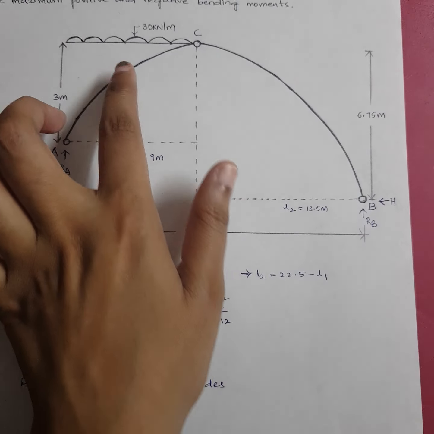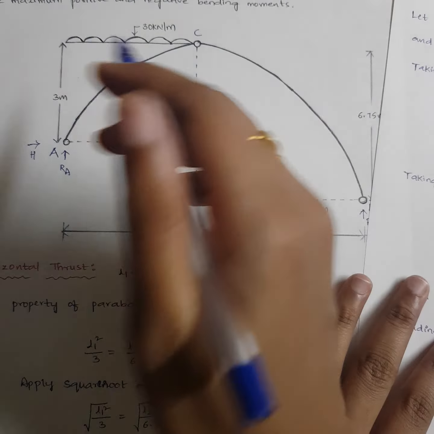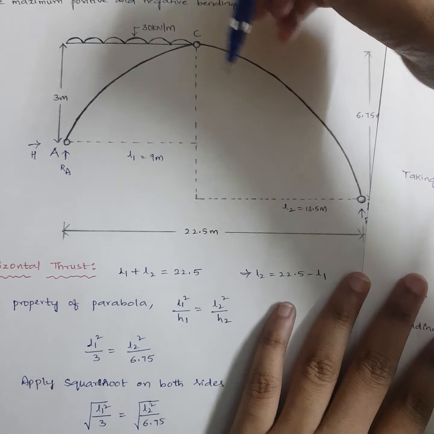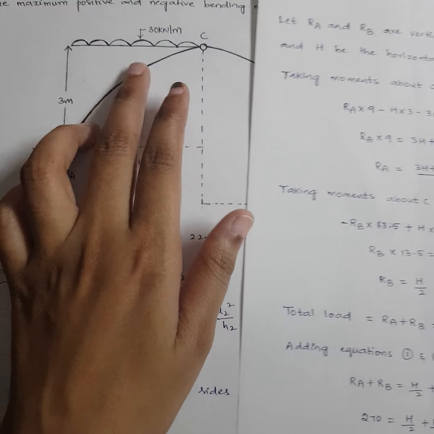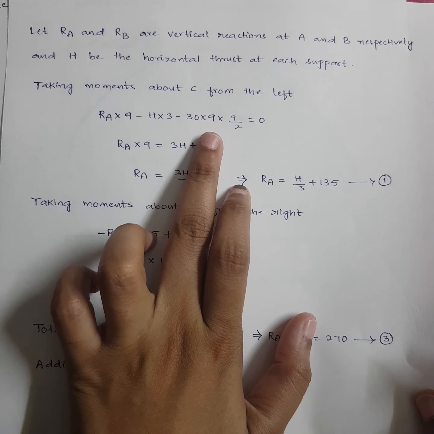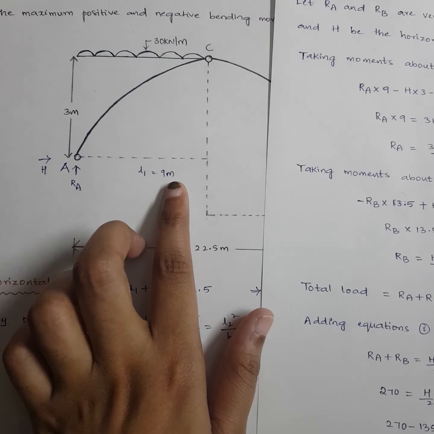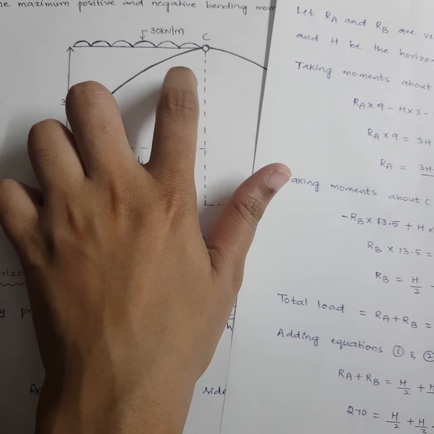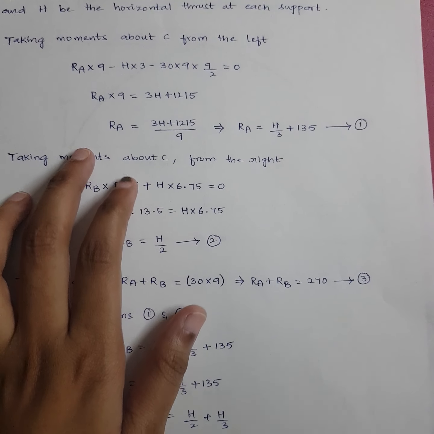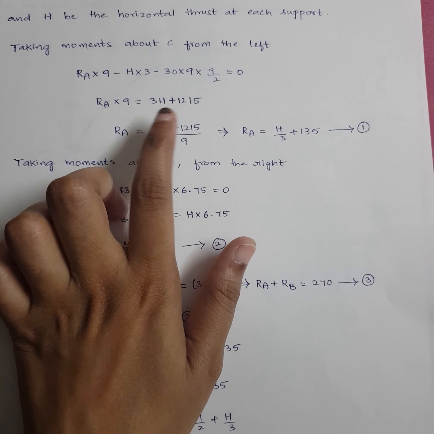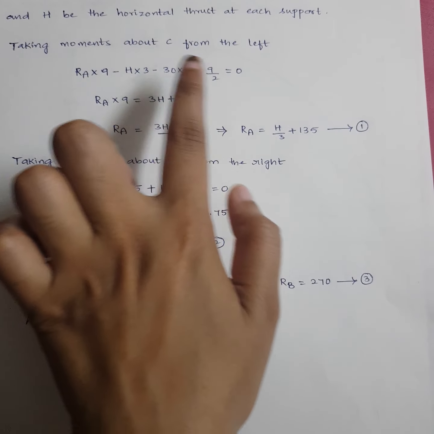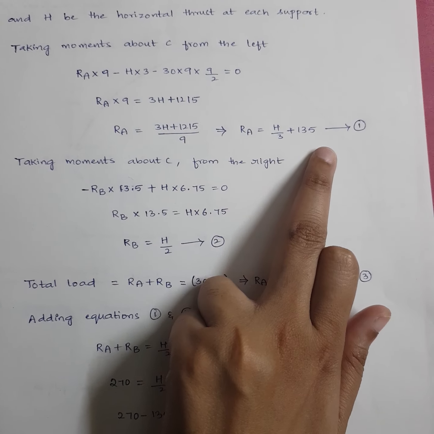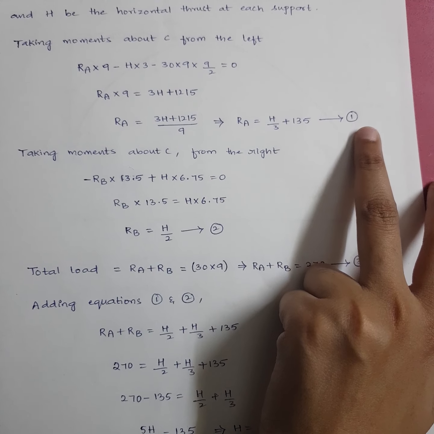3. And I have a UDL acting from A to C. This UDL will act downwards, and how will the UDL go towards C? Again in this direction, which is again anticlockwise. So minus 30 into, total span of the UDL is how much? 9. So 30 into 9 by 2 equal to 0. Why? Because moment at C is 0. So from here, RA into 9 equal to 3H plus 1215. From the simplification, RA can be written as H by 3 plus 135. Take it as equation number 1.